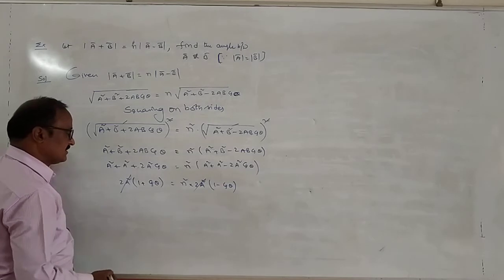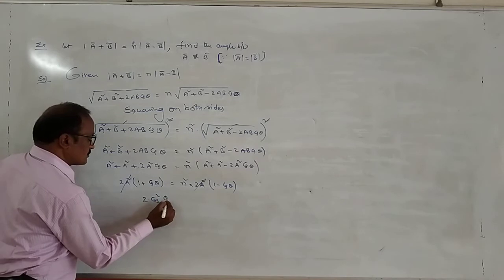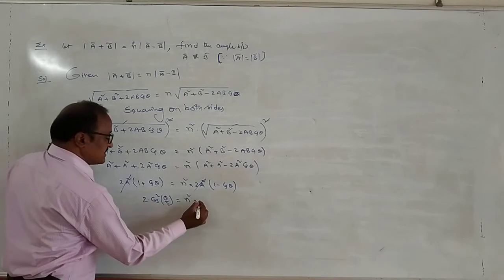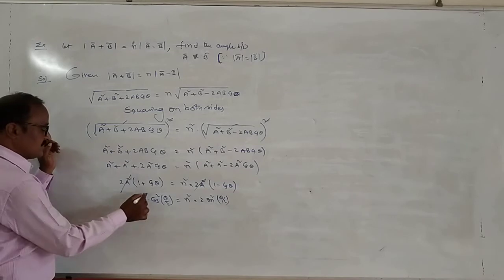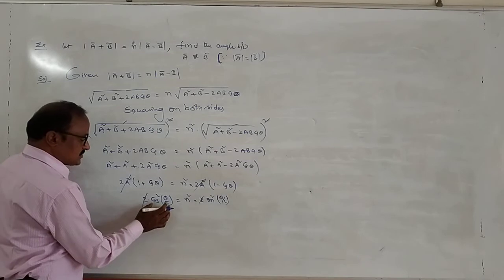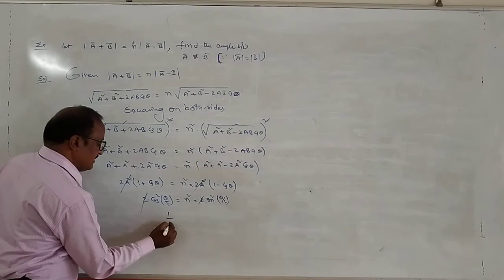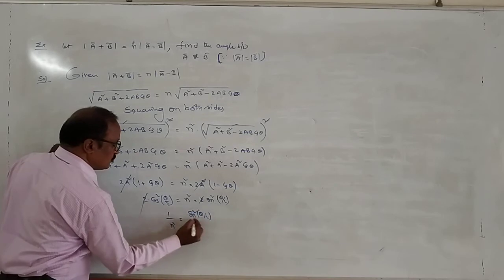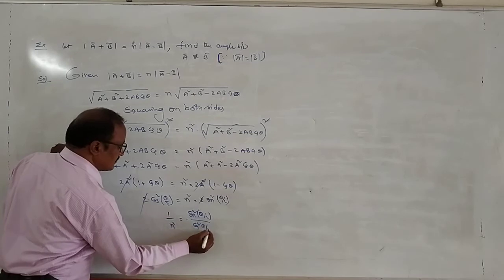Okay, right? Here 1 plus cos theta is equal to 2 cos square theta by 2, is equal to n square into 1 minus cos theta, which is equal to 2 sin square theta by 2. These are the different formulas. Once again, both sides 2 will cancel. Now cos square theta by 2 is taken on this side and n square is taken to the left-hand side. Then 1 by n square is equal to sin square theta by 2 by cos square theta by 2.